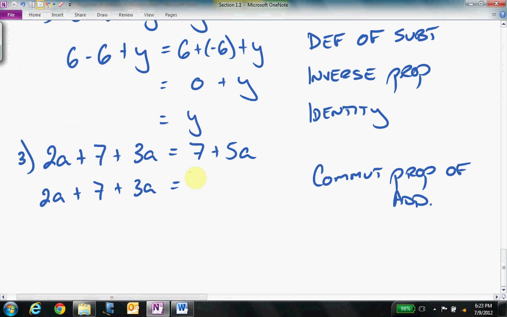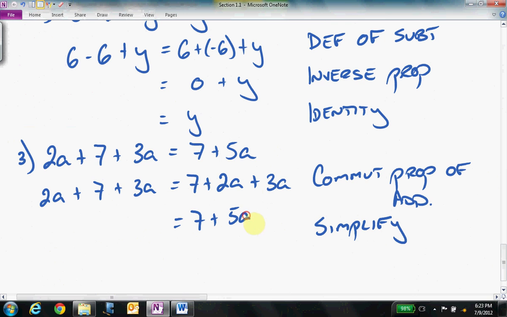I want to flop, let's say, the 2a and the 7, not the 3a and the 7. So I can get the 7 all the way on the left side. So let's flop 7 and 2a and keep the 3a on the right. And when you do that, you'll see that the 7's already in the correct position. I won't need to apply the commutative property a second time. So now I just want to add 2a and 3a. And, well, that's pretty easy to do. That's my simplification here. So I'm going to simplify, and I'll get 7 plus 5a. And it's exactly as it needs to be.